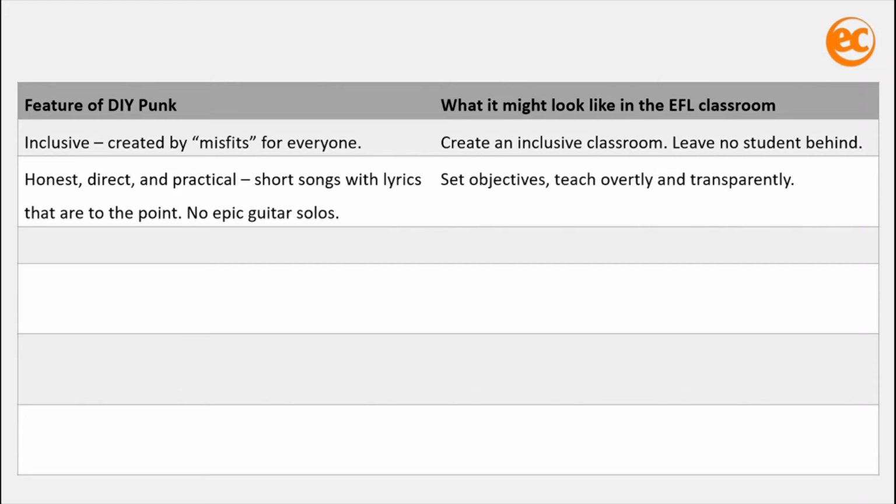So this might mean in the classroom that we set objectives, teach overtly and transparently. And this links to Rachel Paling's session earlier this morning on brain-friendly grammar as well, signposting lessons. So if we're honest and practical and direct in this punk approach, then it means that we set our objectives, we teach them overtly, which means that we refer to the objectives throughout the lesson, we evaluate the objectives as well, and we teach as transparently as possible.